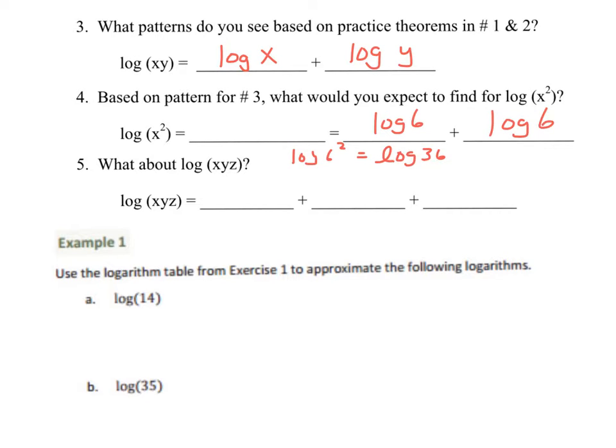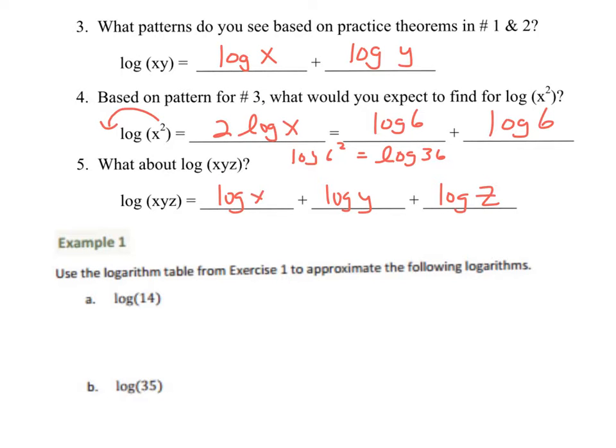The x squared, you can actually take the square out and put it out in front, so it's really 2 times the log of x is the rule for that one. And so if we naturally extend it, log of x, y, and z should be the log of x plus the log of y plus the log of z. Okay, so let's apply this to a couple of things here.